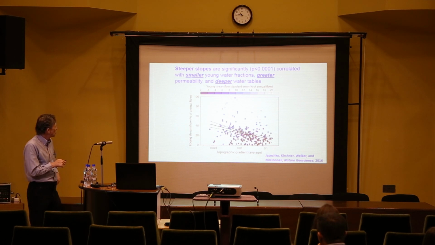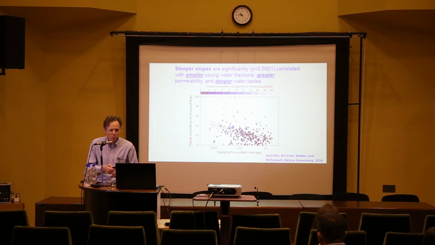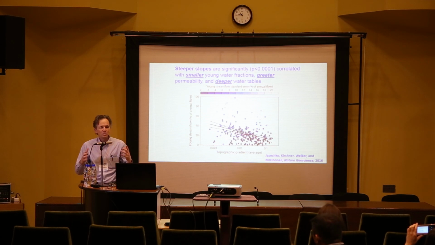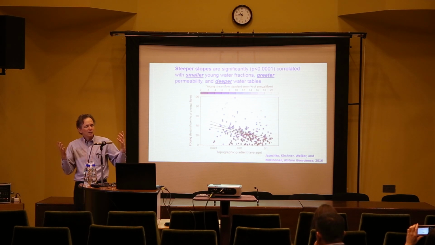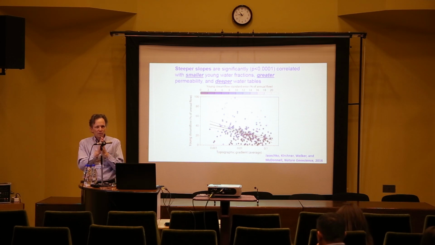So steeper slopes are correlated with smaller fractions of young water, greater permeability, and deeper water tables. And that seems counterintuitive, but we actually think it makes sense. Your intuition says, well, steep landscape, the water must run off faster. But if you think about the geotechnical stresses underground, if we have a completely flat landscape, then all of the stresses are compression. It's just the load of the material above you.